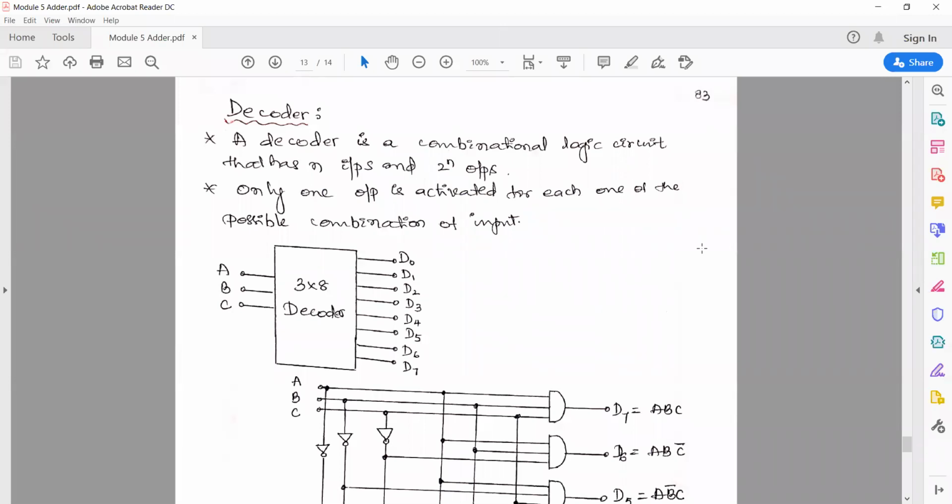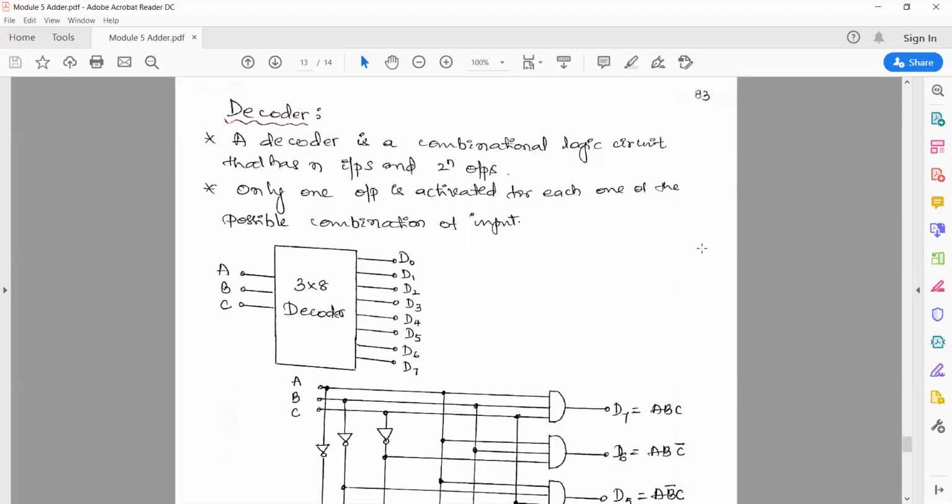In this we are going to discuss the decoder. So a decoder is a combinational logic circuit that has n inputs and 2 to the power of n outputs.